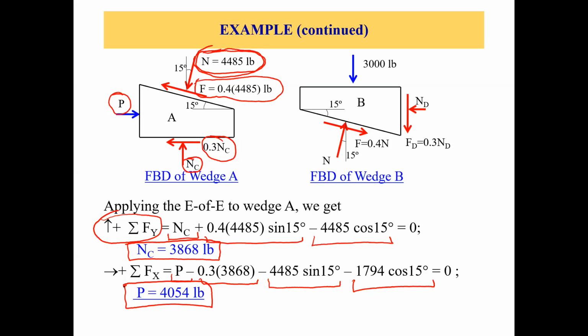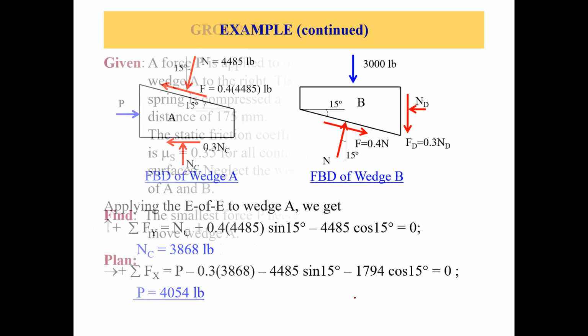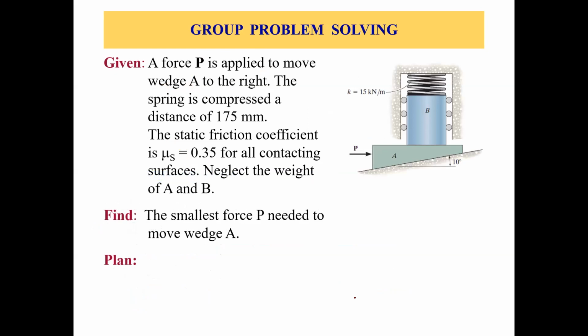So that's what was required in this problem, and we were able to find the load P to lift the 3,000 pounds load on top of wedge B. If we apply this 4,054 pounds load on wedge A, we can move the 3,000 pounds load upward. So that's how we are done with this problem. Now let's do another problem. Let's do the second problem.